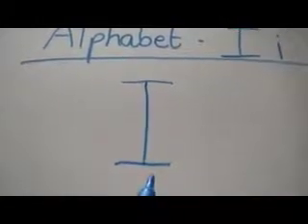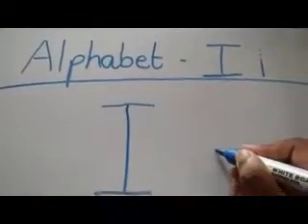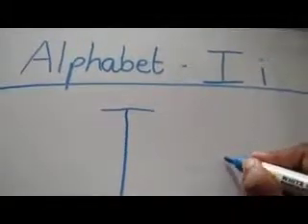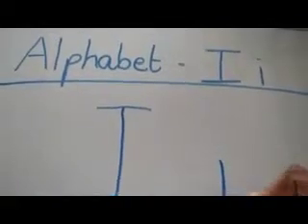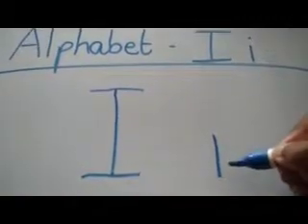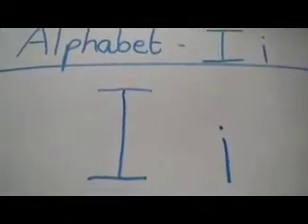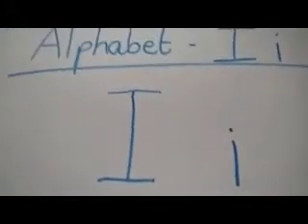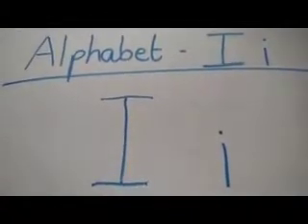Now we will learn how to write lowercase, that is small letter I. Okay? What do you have to do? For small letter I, that is lowercase, first you have to draw one small standing line. Not big like this one. You have to draw one small standing line, and above the standing line you only have to make one dot. Understood, children? So this is your lowercase, that is small letter I. I hope you all understood how we should practice the alphabet I.